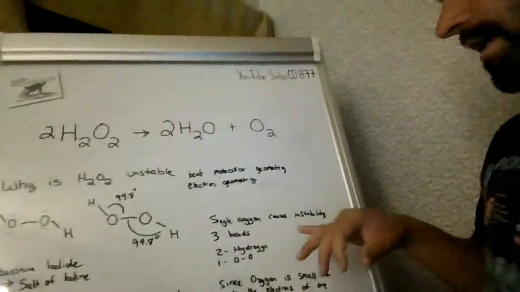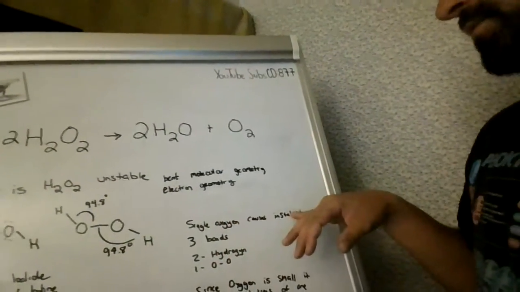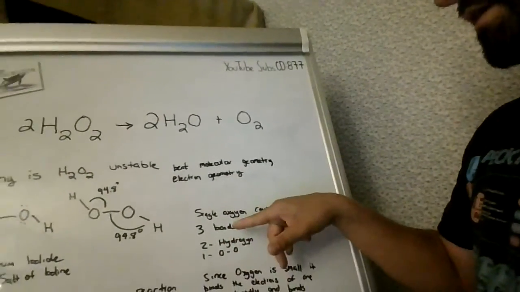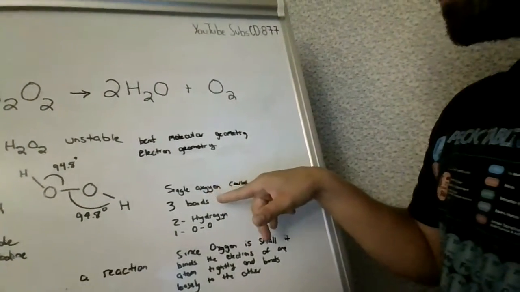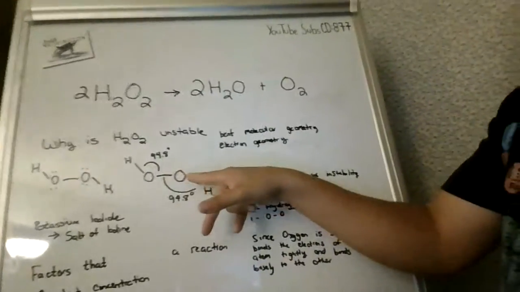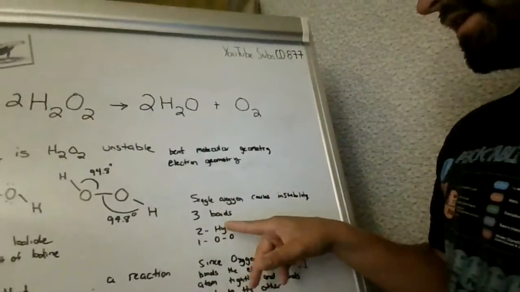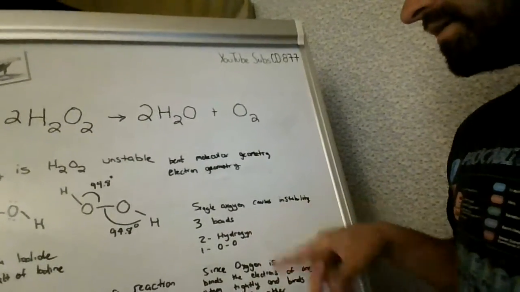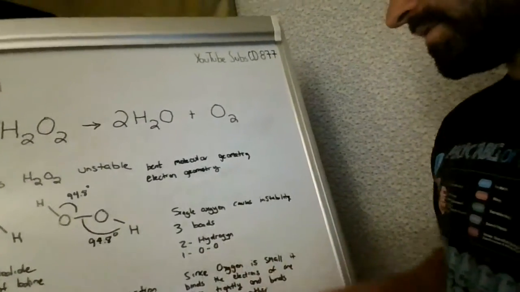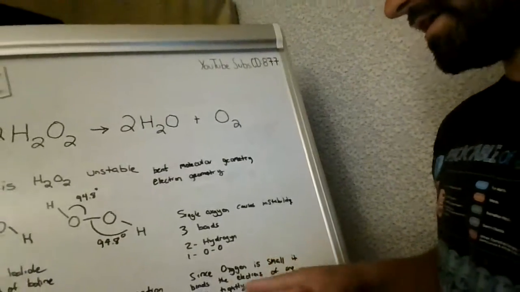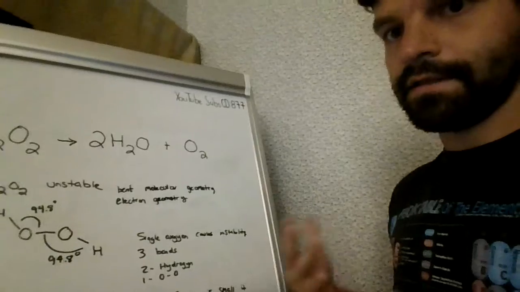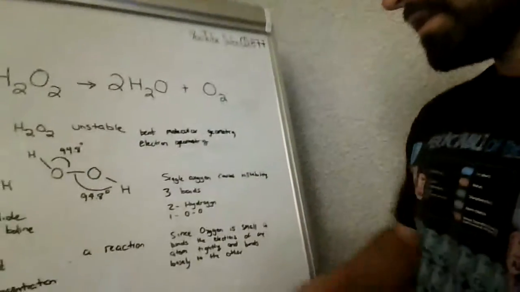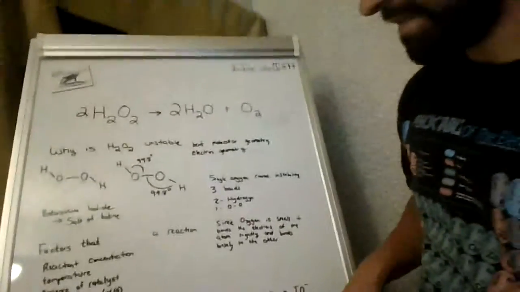Another thing that we're going to look at here is the instability again. The three bonds that hydrogen peroxide has: you're looking at a single oxygen-oxygen bond, and then two other hydrogen-oxygen bonds. So we talked about why oxygen is so small. It has to choose between tightly bonding to one atom and then loosely bonding to another. This last thing here is talking about its thermodynamics.